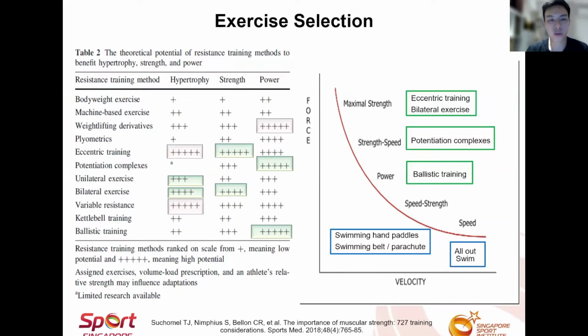Using that, when we put together the force velocity curve, this is how we work through the different stages and phases. For max strength, typically we use eccentric training and bilateral exercises. For strength-speed, complex training. For power, ballistic training. For speed-strength and speed, typically this is done in the pool. For speed-strength, we'll be using hand paddles and parachute belts, and for speed, as specific as we can get, is an all-out swim. In this way, we can spread out the force velocity curve, both in the weights room and in the pool.